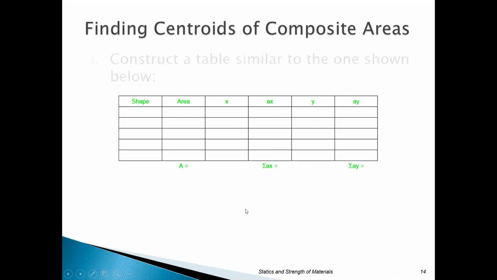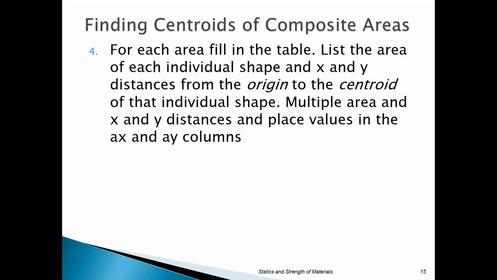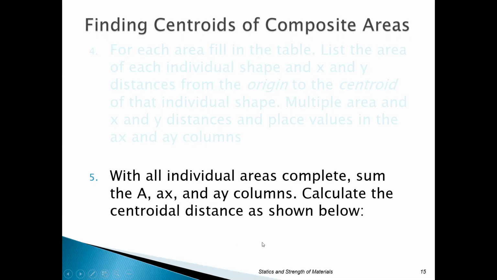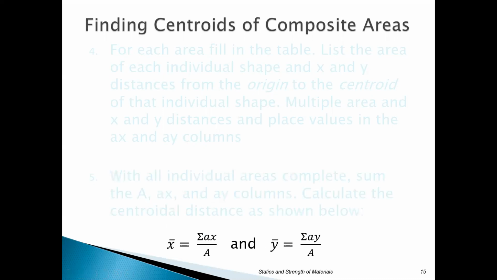And then the final step to solve your centroid is to sum those up, and then you'll calculate that distance by taking your sums of the one divided by the sum of the other. Okay, so with all your individual areas, you sum the A, you sum the AX, and you sum the AYs, and then you calculate the distance by taking those sums and using this. Your X bar distance is going to be equal to your sum of your AX divided by the sum of area, and your Y bar distance will be the sum of your AYs divided by your area.